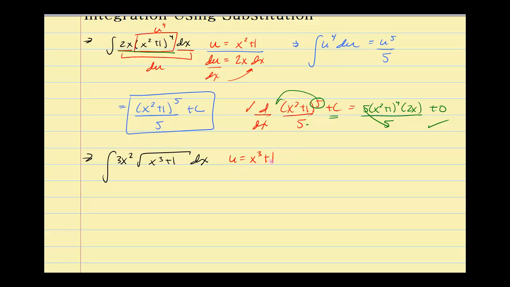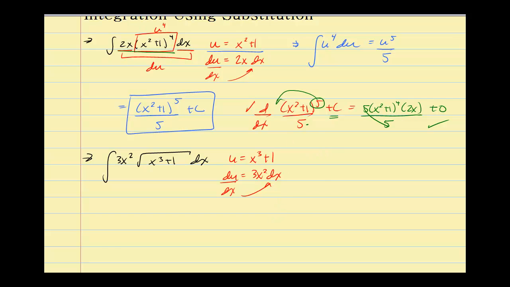So u is x cubed plus 1. Du then would be the derivative of x cubed plus 1, which is 3x squared dx. Now remember, this dx comes from the fact that I'm taking du dx, the derivative of u with respect to x, and then I multiply through both sides by dx.